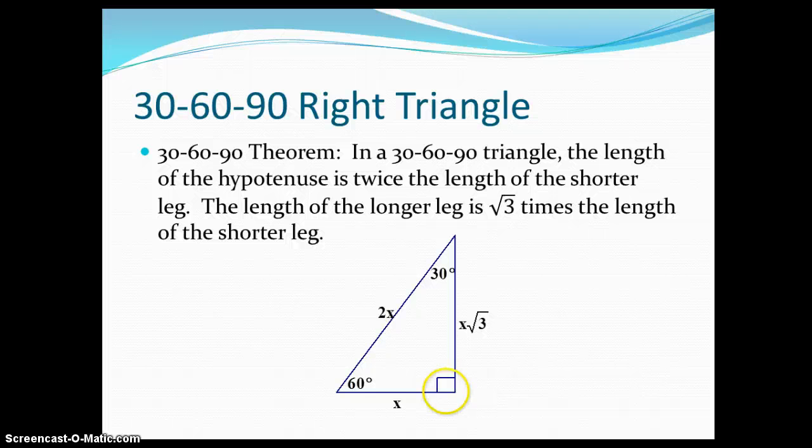So what we're saying is, let's call x our shorter leg. And we know it's shorter because it's across from the 30-degree angle. And think about it, the smaller the angle, the shorter the leg. So x is going to be our shorter leg. The first part says the hypotenuse is twice x. So if we call this x, our hypotenuse is 2 times x. The length of the longer leg is x times the square root of 3, or x square root of 3.